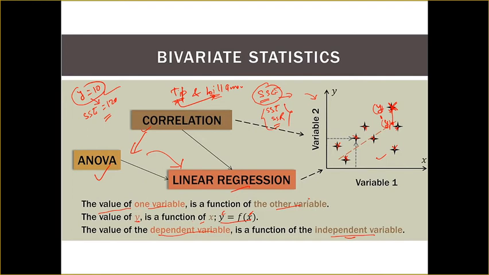Now I am coming to the next part. Now, bivariate statistics. Okay, the two variable model. We will discuss the two variable model now. And for this purpose, we have the tools: correlation, ANOVA, and linear regression. Ultimately, we have to do linear regression. These are some tools.